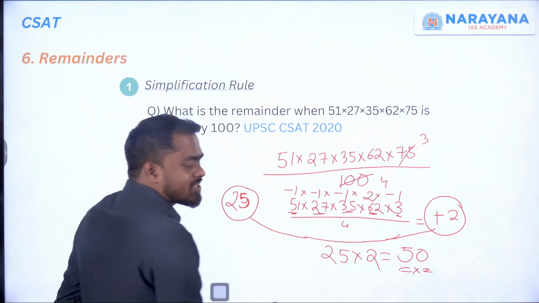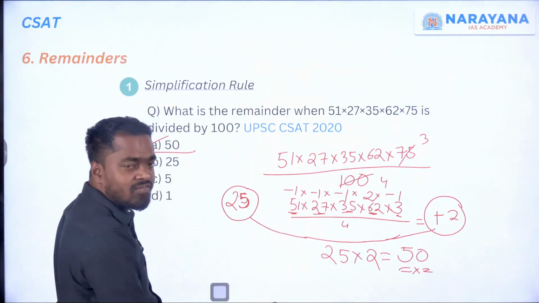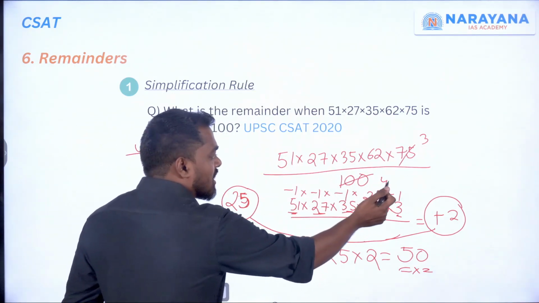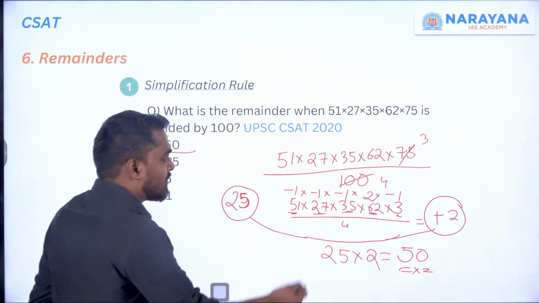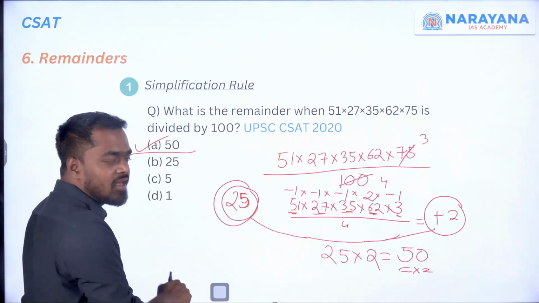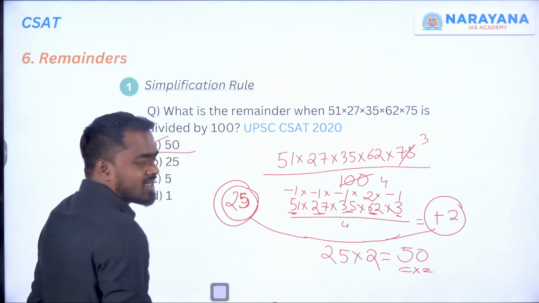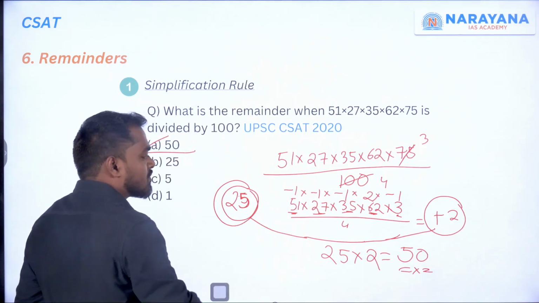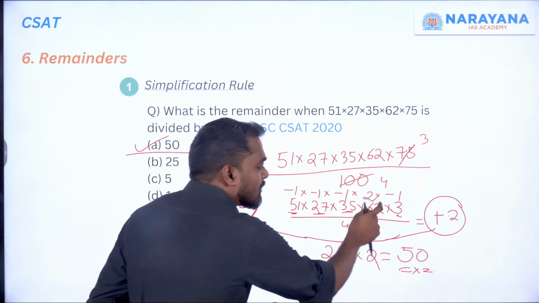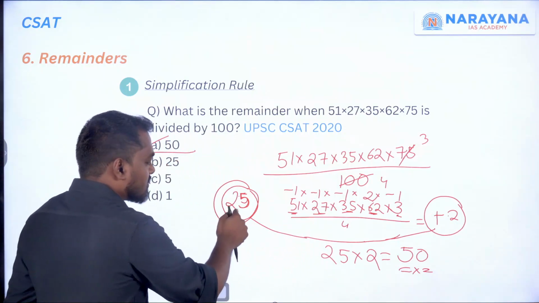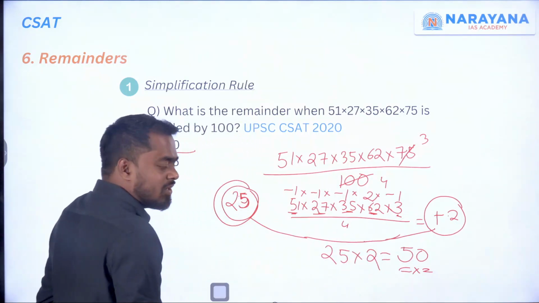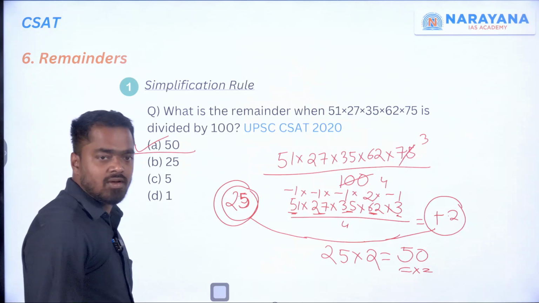So write the given expression, take out any common factor. 25 4s are 100, 25 3s are 75. Write that 25 separately. Now what is the remaining expression? Apply the negative remainder concept and individual division also. So you are getting 2 as the remainder for this expression. The separated 25 into 2 is 50. That is your remainder.